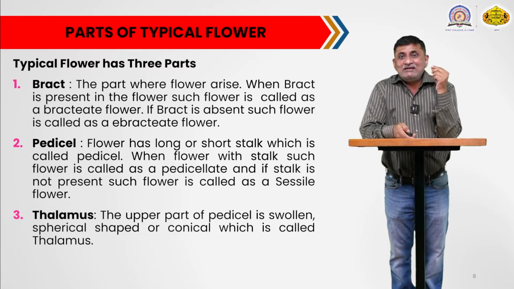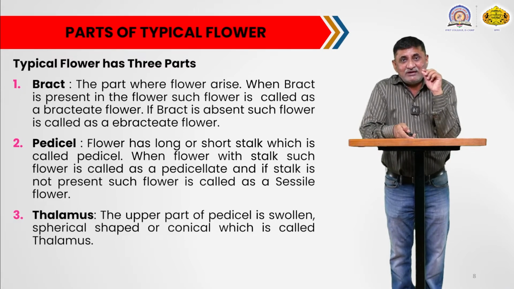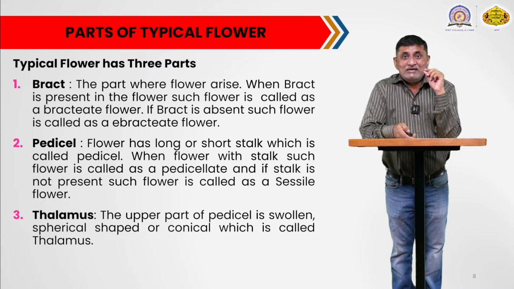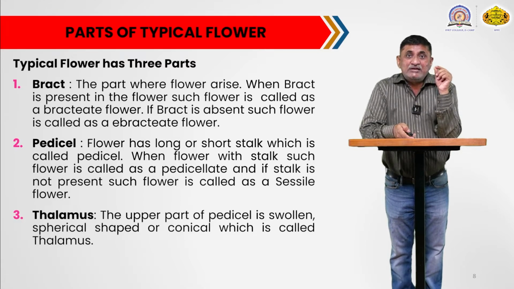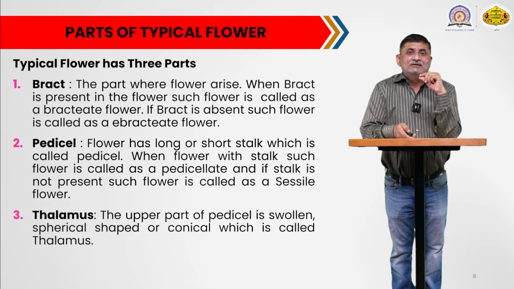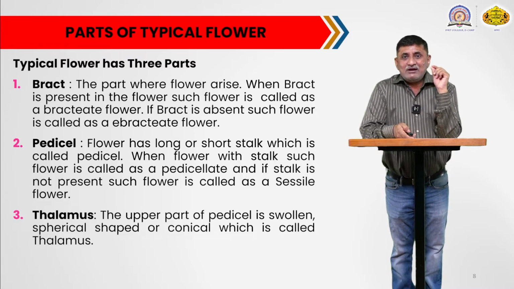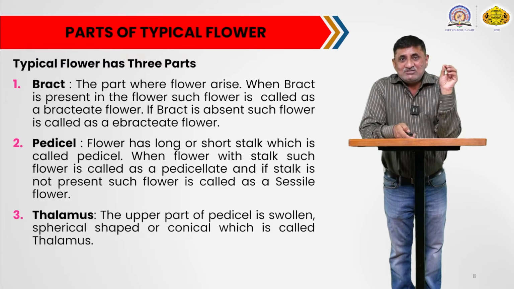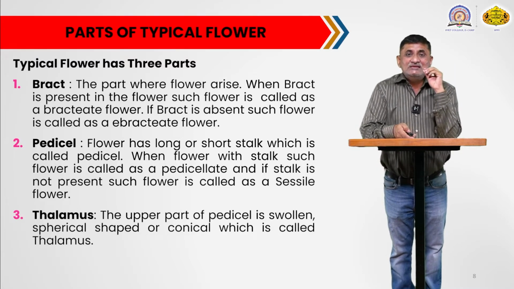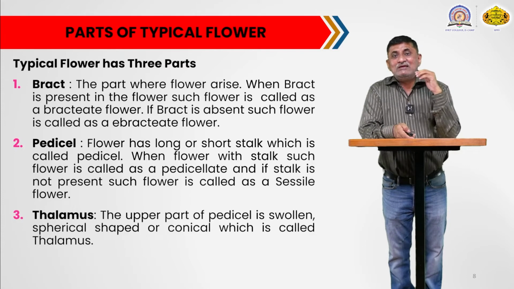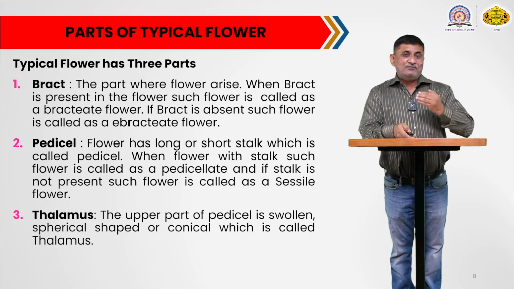The bract may be a leaf or leaf-like appendage. Sometimes the flower may emerge from the axis of a leaf, and that time such a leaf can also be treated as a bract. So when a bract is present, such a flower is called a bracteate flower, and if the bract is absent, such a flower is called an ebracteate flower. So this is the first part of a flower.